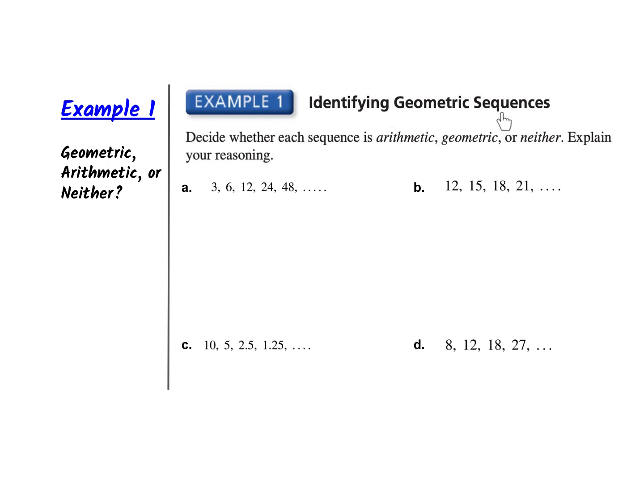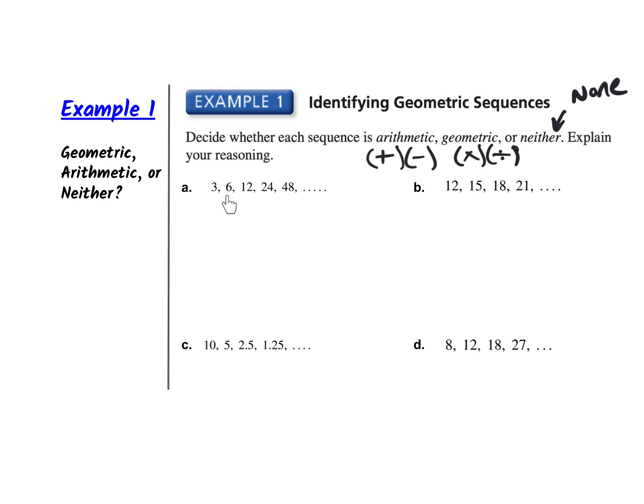Example 1, identifying geometric sequences. Decide whether each sequence is arithmetic, geometric, or neither. So write down our key ideas on the left-hand side, and let's get started. From 3 to 6, 6 to 12, 24 to 48, we need to decide whether it's arithmetic, geometric, or neither. Arithmetic means we're either adding or subtracting. Geometric means we're multiplying or dividing. And neither means we have none of them. It means we're not adding, subtracting, or multiplying and dividing.